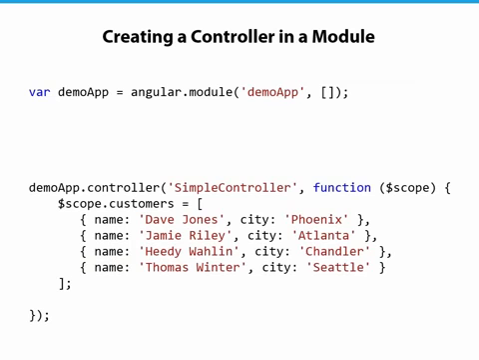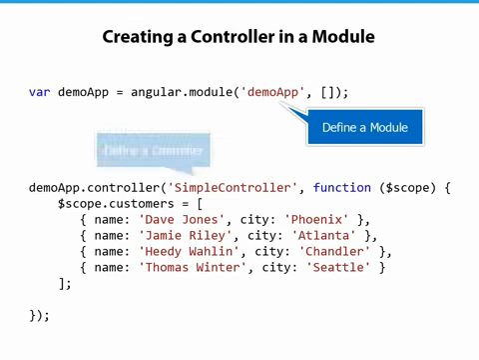And this is the more, I'd say, official way to create a controller. So you'll notice up top we have our demo app, and we just create that the same way. In this case, we're saying it has no dependencies, empty array. Now, what we're going to do with that module, though, is use it to define a controller. And we're going to call this, as it shows, simple controller. And notice that I just have an anonymous function here nested inside.